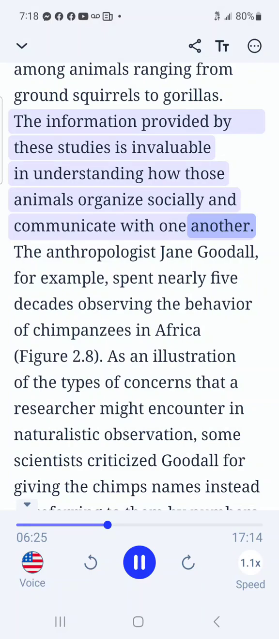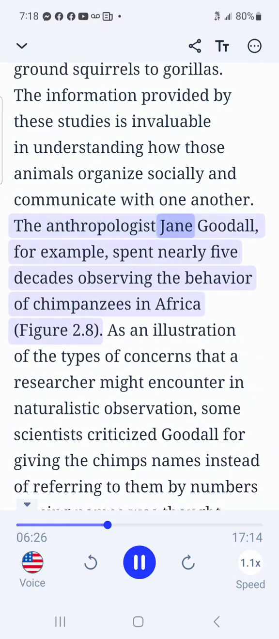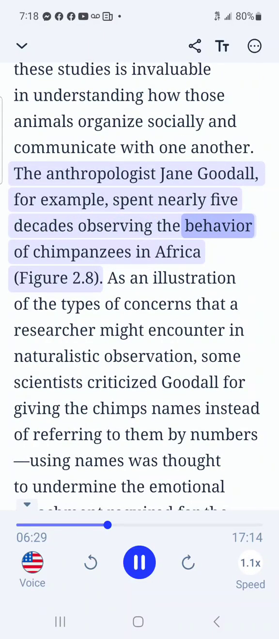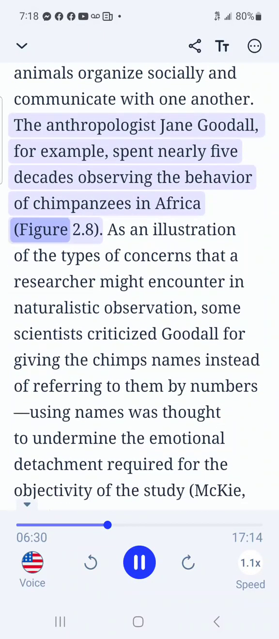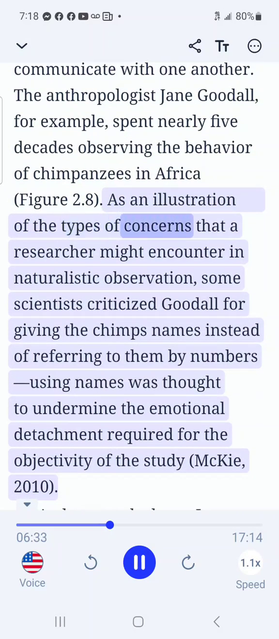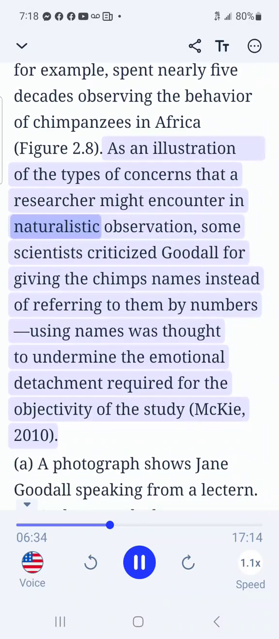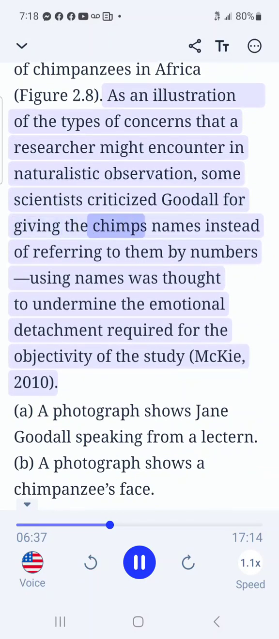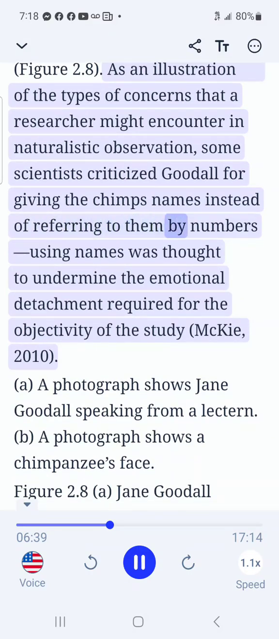The anthropologist Jane Goodall, for example, spent nearly 5 decades observing the behavior of chimpanzees in Africa, figure 2.8. As an illustration of the types of concerns that a researcher might encounter in naturalistic observation, some scientists criticized Goodall for giving the chimps names instead of referring to them by numbers.